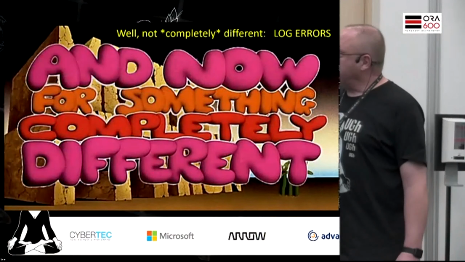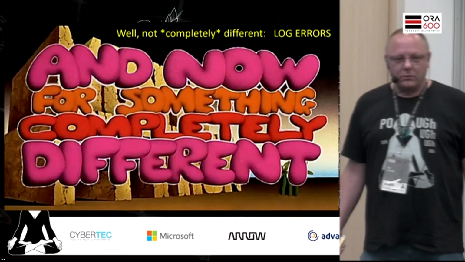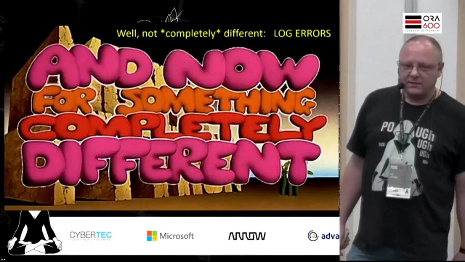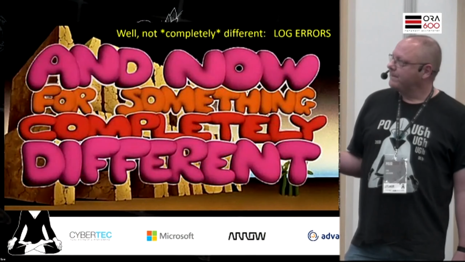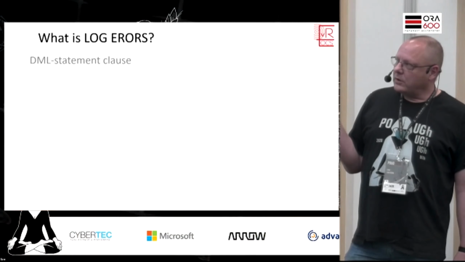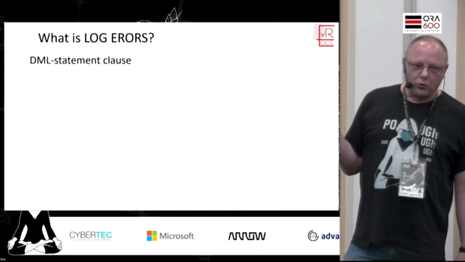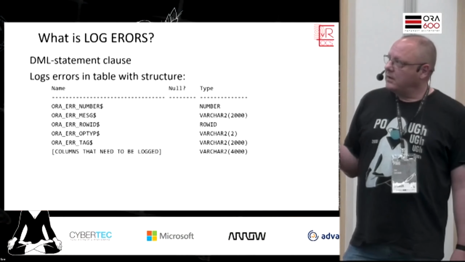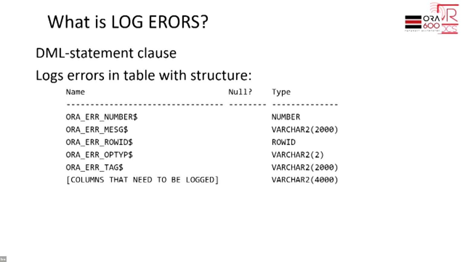There's something else too, log errors. There's a different way of handling exceptions. Log errors is a clause that you add to your DML statement. And the errors, if you do this, will be logged in a table with this structure. It's a normal table, there's nothing special about it.